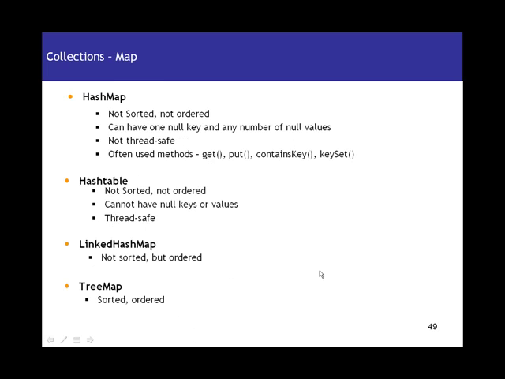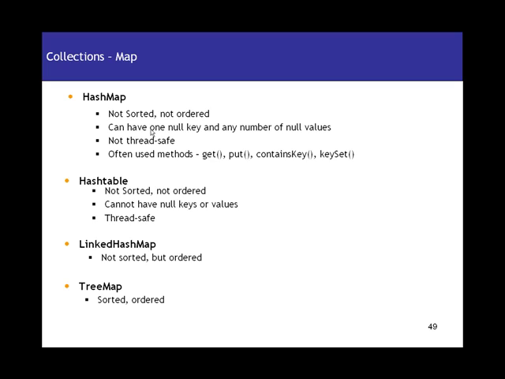Okay, now coming to maps, as we've discussed earlier, a map is nothing but a name value pair kind of an implementation. So you give a name and then you give a corresponding value for that name. So these are different implementations we have for a map. Hash map is the first. It's not sorted and not ordered, right? And we can have one null key and a number of null values in a map.